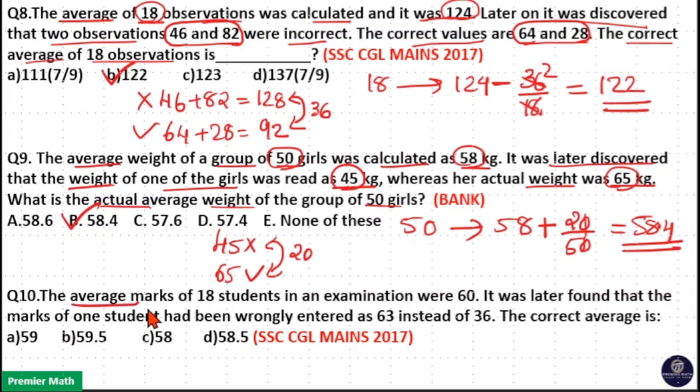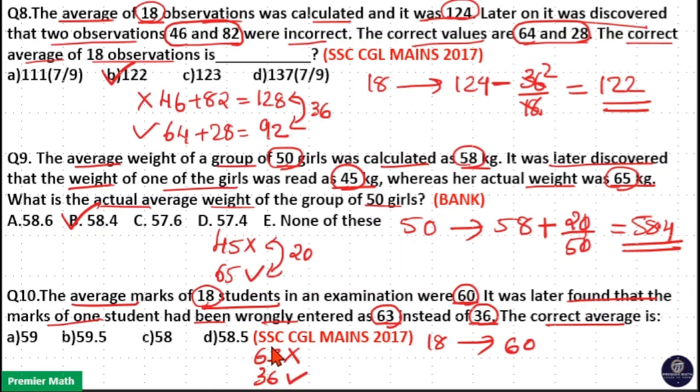Next is, the average marks of 18 students in an examination were 60. It was later found that marks of one student had been wrongly entered as 63 instead of 36. The correct average is? Here the average of 18 students was 60. Now, one student's marks were wrongly entered as 63 instead of 36. So here 63 is the incorrect reading and 36 is the correct reading.